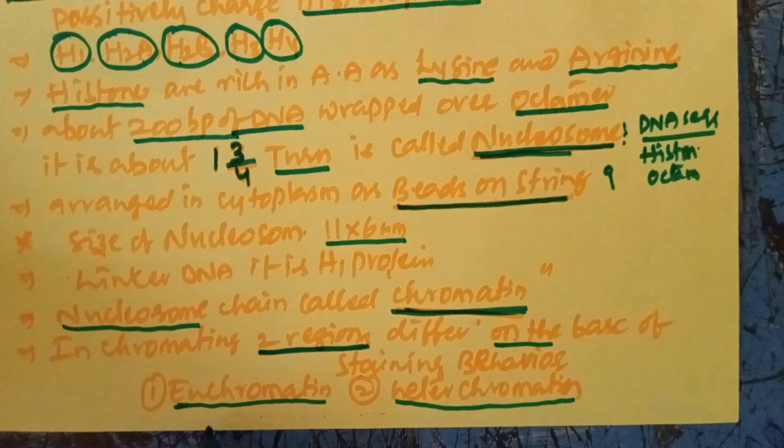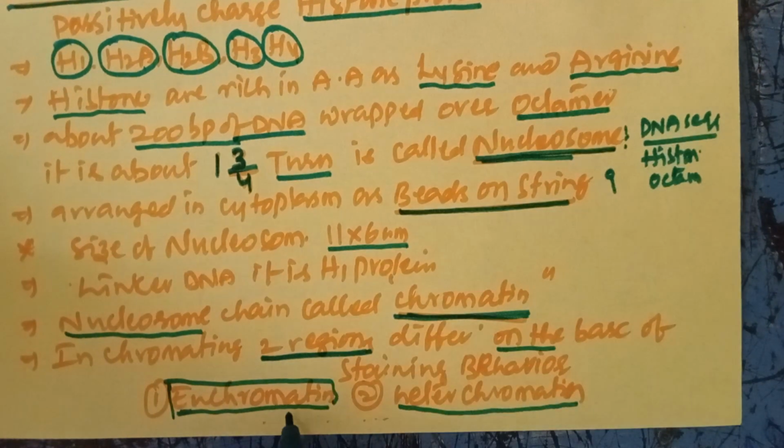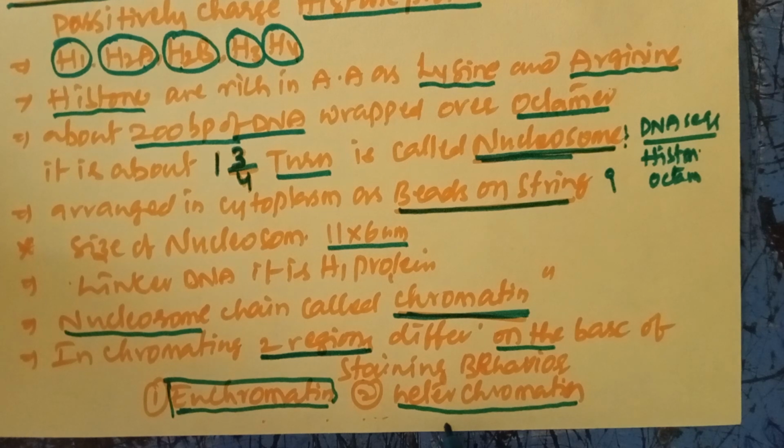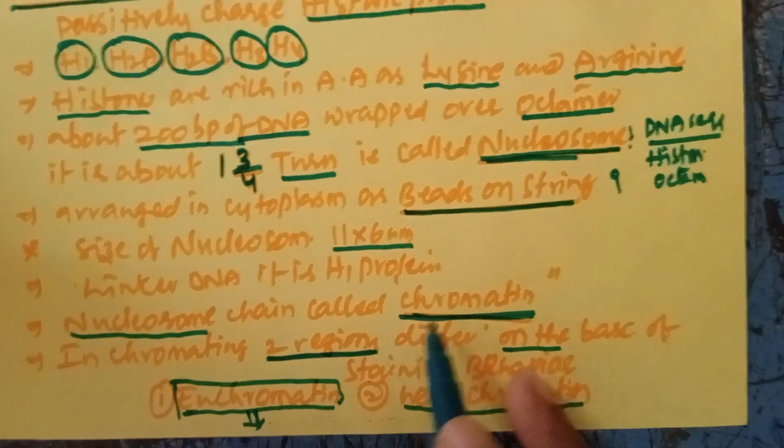Euchromatin is involved in the transcription process very actively. So euchromatin is the active region for transcription. Heterochromatin does not participate in the transcription process, so heterochromatin is inactive in transcription. Only euchromatin actively participates in transcription. So this is the active region in chromatin.